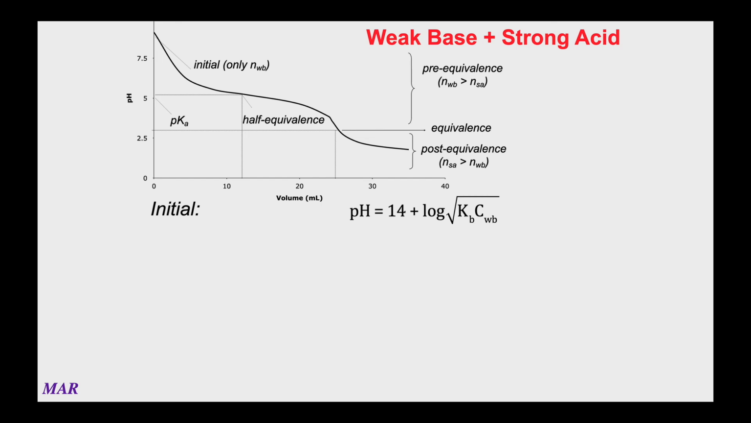Initially, where you have just a weak base, pH equals 14 plus log square root Kb times Cb, or Cwb, is totally fine. That shouldn't be a big deal, and that should look somewhat familiar to you.